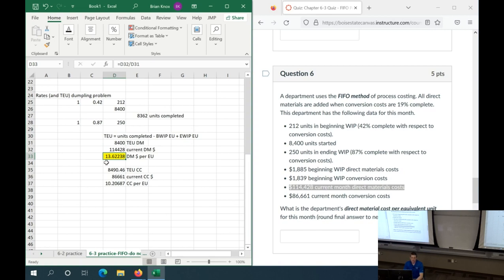Some of those other numbers, especially if they were higher, might have been including the beginning WIP costs? Yeah. That was one of the things that happened. Okay.